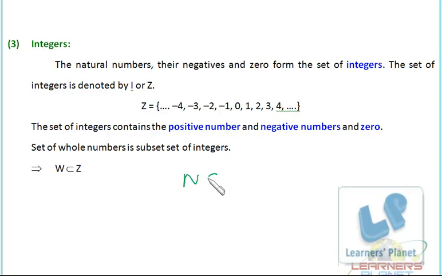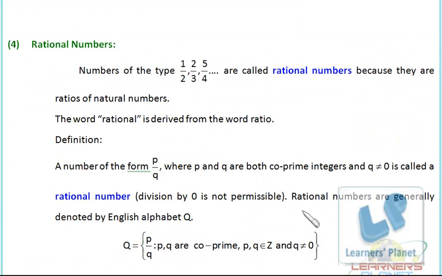So the next series is N is a subset of W, and W is a subset of Z, right? Between N and W, W has one extra element, and Z has many extra elements than W. So all the elements of W will be there in the set of integers. Next is rational numbers, which we represent by Q. Rational numbers can be represented in P by Q form where Q is not equal to 0, that is, the denominator is not equal to 0. So all the integers will be part of rational numbers. So the series goes on: N is a subset of W, W is a subset of Z, and Z is a subset of Q.